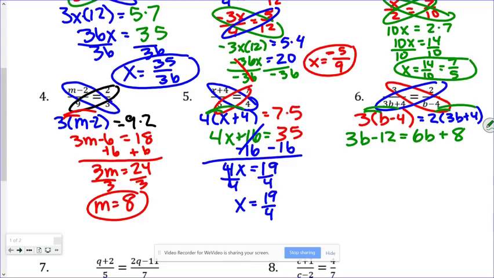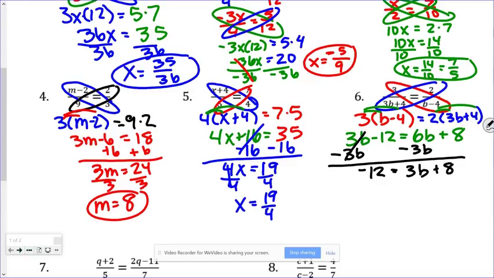Okay, so we've solved equations like this before. I need to move my variables to one side, numbers to the other. So I look at my numbers in front of b. I have 3 and a 6. 3 is the smaller number, so let's move that one over here. So there's an invisible plus sign in front of this 3. So I'm going to do the opposite. Minus 3b, minus 3b. Make sure you have that b written there as well. So I'm left with negative 12 equals 3b plus 8.